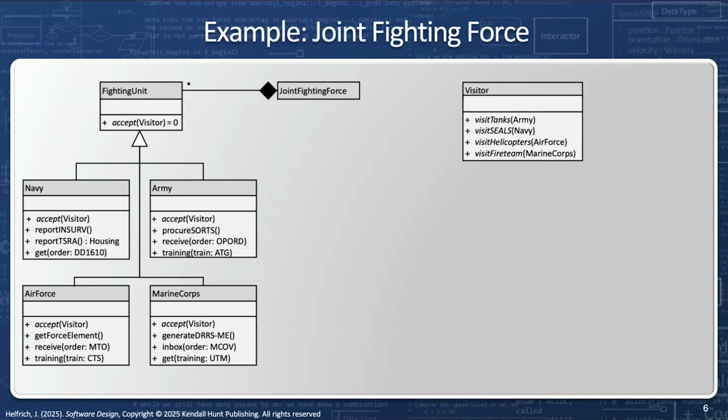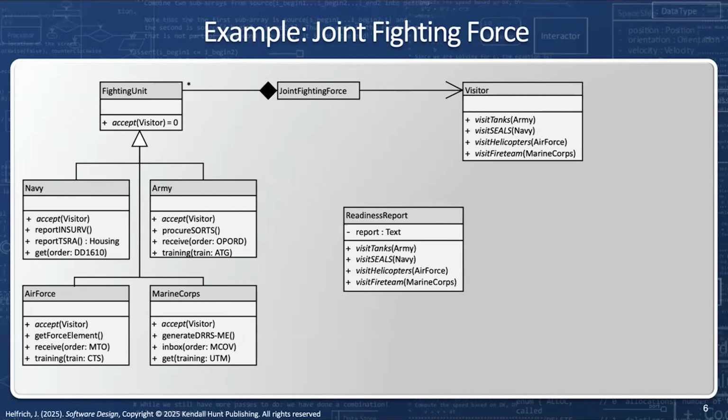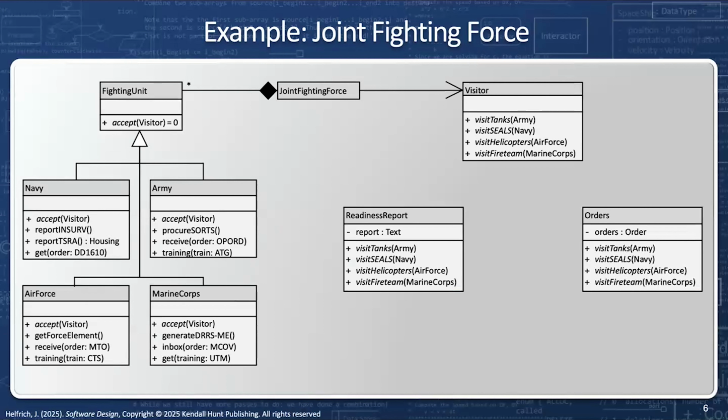Next, we'll define a visitor class representing the types of message we want to send to each fighting element. The client, the joint fighting force in this case, does not contain a visitor as a member variable, but rather utilizes one to send messages to the fighting units. The first type of message we'll send is to get a readiness report. The second message we will send is to send orders to the various fighting units. These 2 concrete visitors are related to the visitor base class through inheritance.